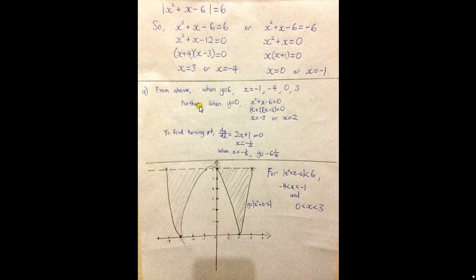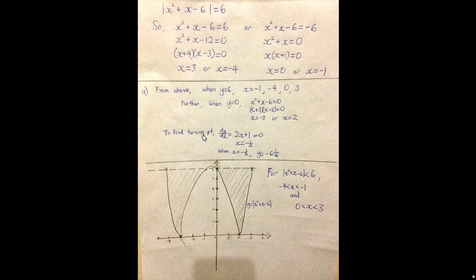We also need the x coordinates of the x-axis, the intercept of the x-axis. Therefore, we substitute y equals to 0 into x squared plus x minus 6 equals to 0. We get values of x is equals to negative 3 and 2. So this will be the intercept on x-axis.